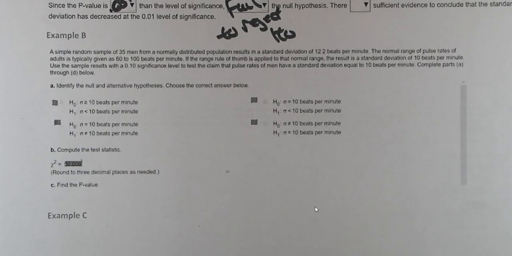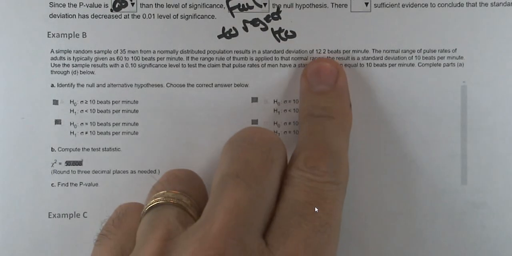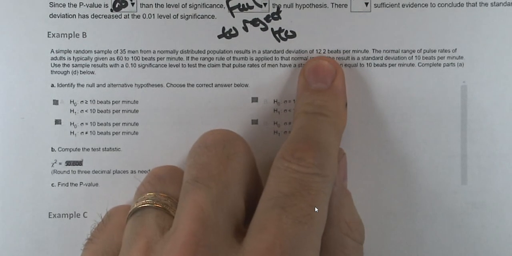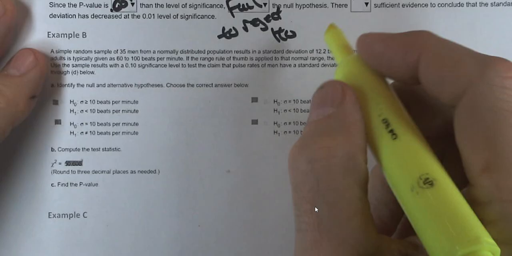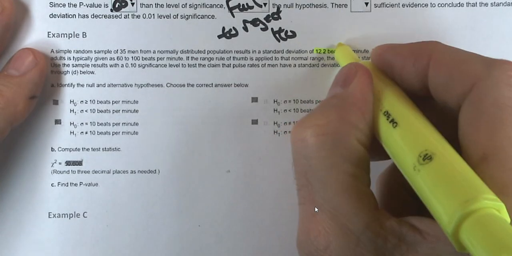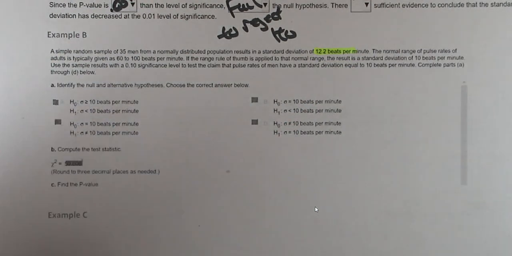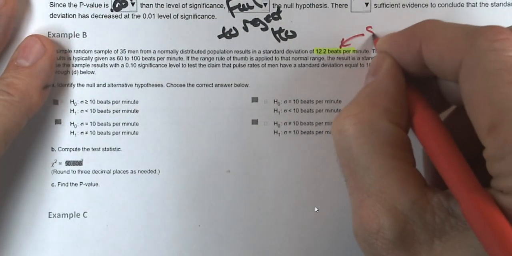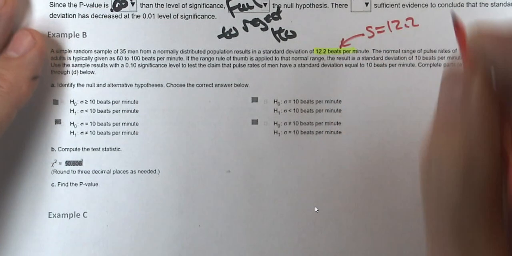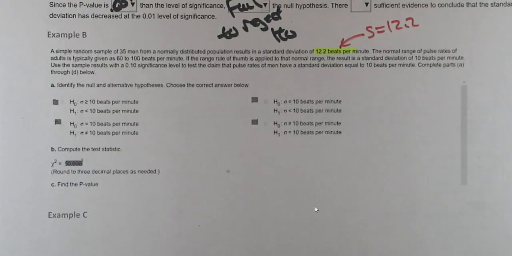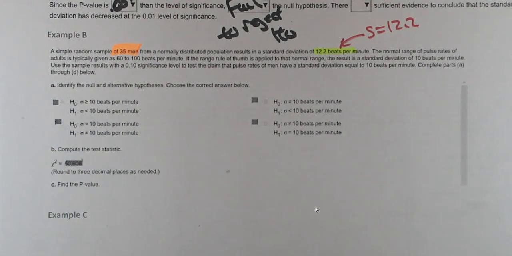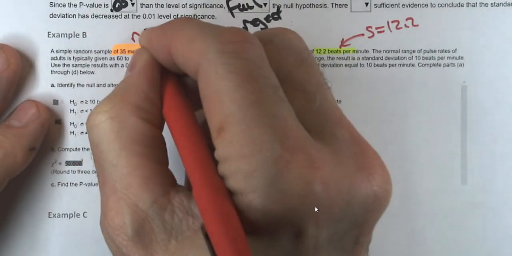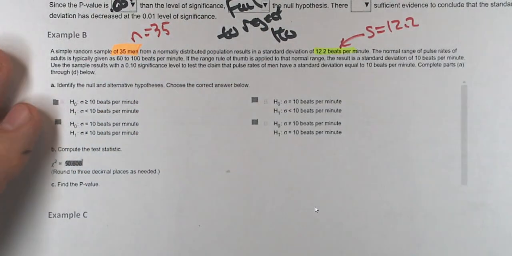So let's keep track of a couple things. Is that 12.12 my population parameter or is that my sample statistic? Thank you. Sample statistic. So that's s. s is 12.12. And we also know that we have 35 men. So that's n equals 35. So we're just keeping track of a couple things here.